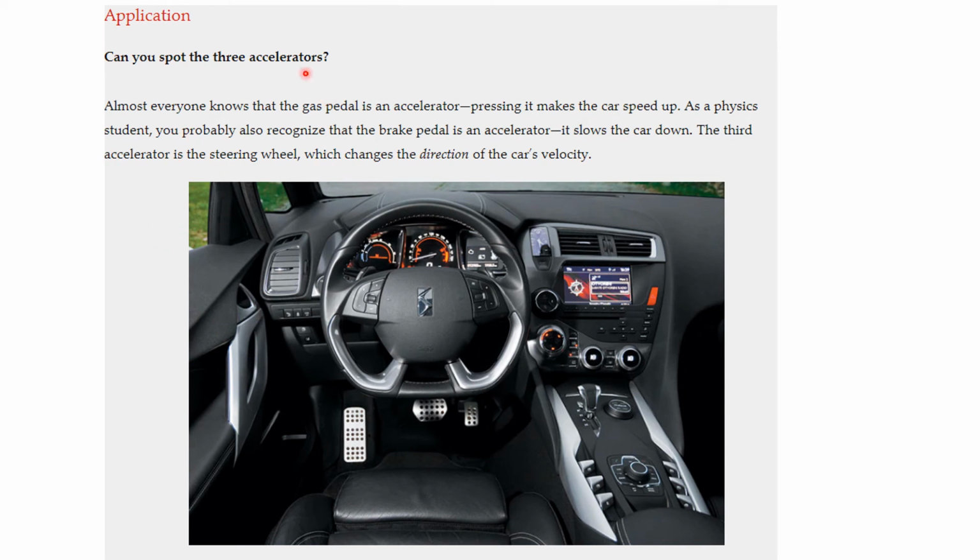Well, there are 3 accelerators. One is this thing that can make you go faster. The brake can make you slow down. So those are both accelerators. But also, even if you're going at a constant speed, if you turn, you're changing the direction of the velocity, which is also an acceleration. Now that is a circular acceleration, and we're not really going to talk about that much, but for completeness, we're talking about it now. So the steering wheel, the brake, and the accelerator.